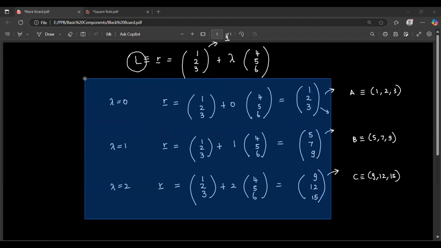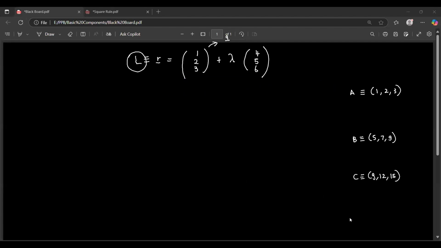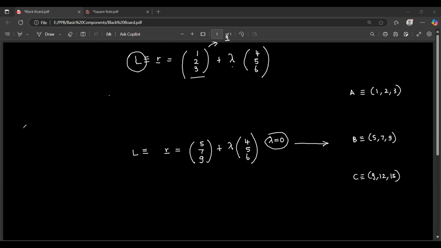How? Well, we know these 3 points lie on the specific line, so you can use them as the position vectors. Already we have used (1, 2, 3), so here we'll use this as the position vector. So L will be r equals (5, 7, 9) plus lambda into (4, 5, 6). I know here lambda is equal to 0, so only B is possible. But since lambda is a parametric value, we don't actually mind about that.